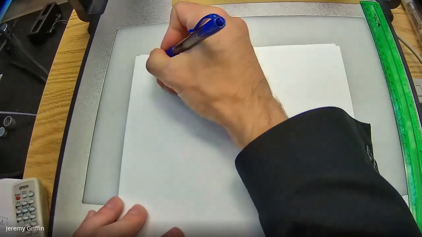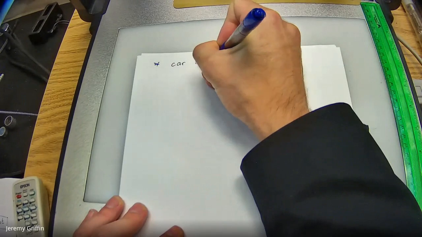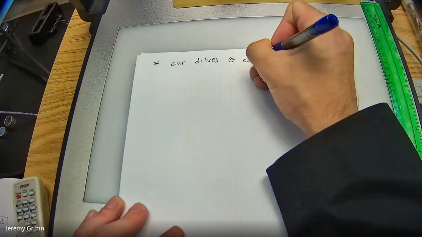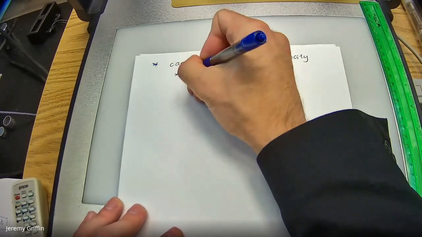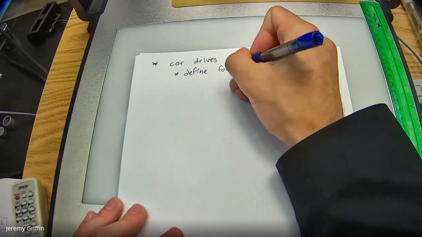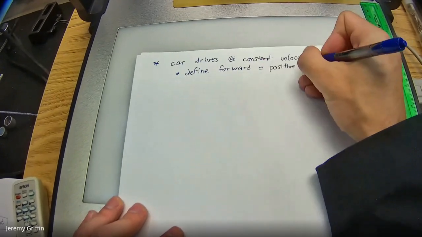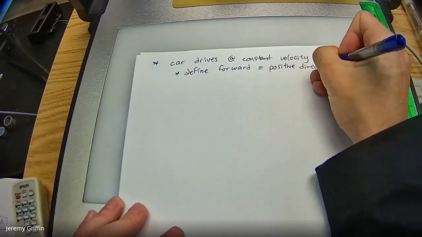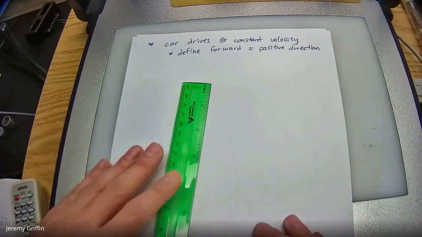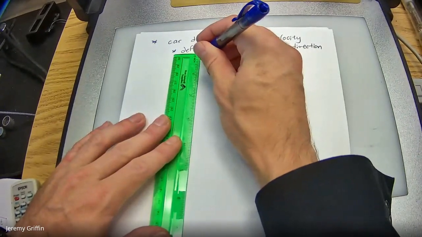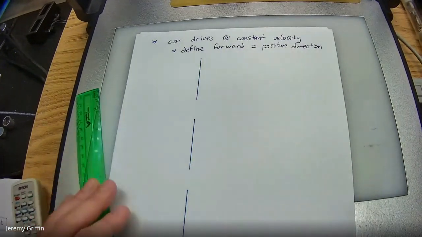Graph time. Well, I have to give you a scenario. So here's a scenario. Just very basically, a car drives at constant velocity. And I'm going to define forward as the positive direction. This is probably one of the most basic scenarios I could throw at you guys. So we'll use this to look at some graph ideas, look for some patterns and see how we can expand on these.